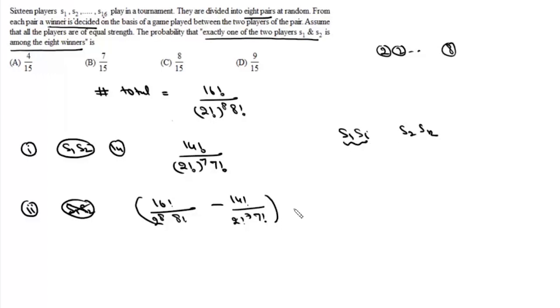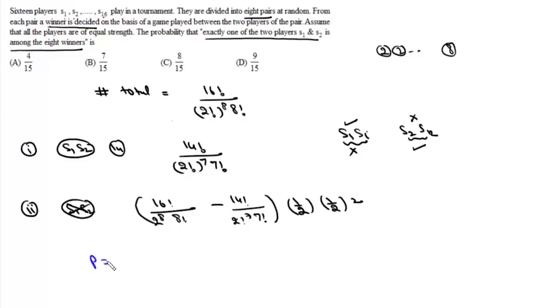Now the probability of S1 winning is 1/2, and the probability of S2 losing is 1/2. So we have two cases, either S1 is going to win and S2 is going to lose, or S2 is going to win and S1 is going to lose. So this is the variable number of cases in this second case. Now we'll calculate the required probability.